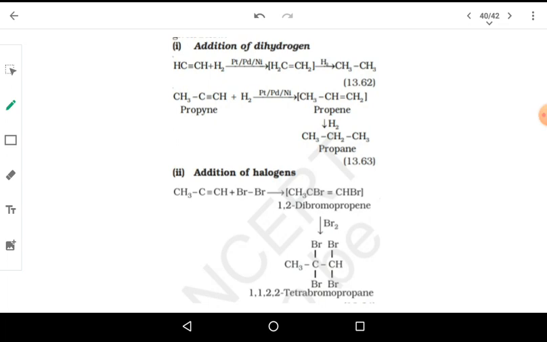Let us see the addition of dihydrogen. Again, the catalyst used is platinum, palladium or nickel. So in the first step, we will be getting an alkene, and now we have to carry out the hydrogenation in alkene to get an alkane.